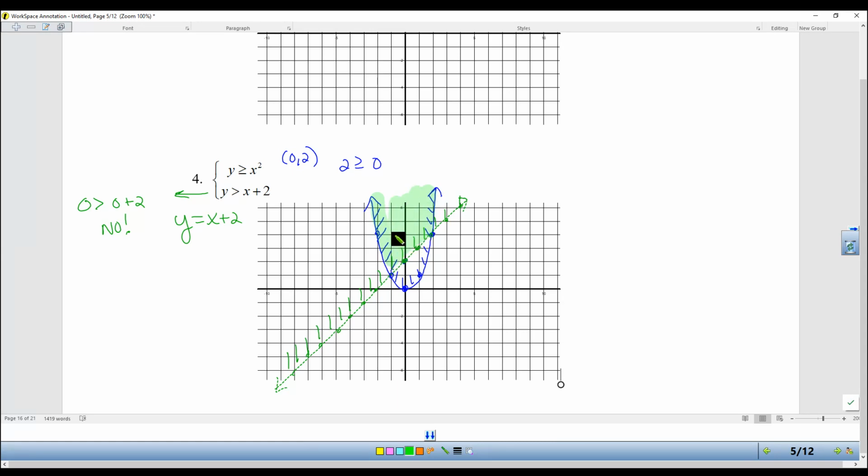Any point in that region should work in both equations. So I'll just pick this point right here as a check. This is a great thing you can do if you have extra time. (1, 5). (1, 5) should work in both. So is 5 greater than 1 squared? It is. Is 5 greater than 1 plus 2? It is. So I know with absolute confidence that I've shaded the correct region.